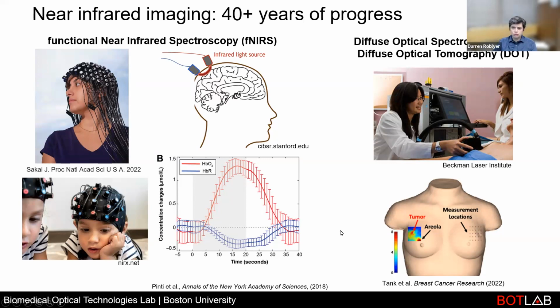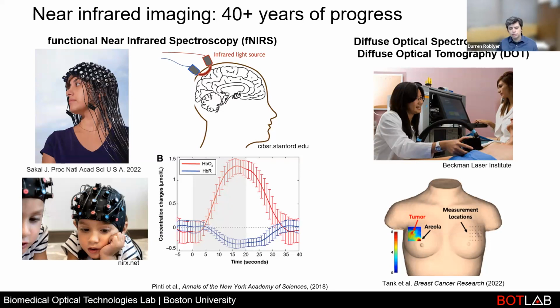Other examples include diffuse optical spectroscopy, DOS, or diffuse optical tomography. And there's been many applications over the years. One that's near and dear to my heart is measuring breast cancer patients while they're getting chemotherapy. So this is a picture from the Beckman Laser Institute, which is part of UC Irvine, showing a breast cancer patient getting scanned with a DOS probe. And from this probe, you can create maps that show contrast of the tumor. Here you're looking at increases in hemoglobin.